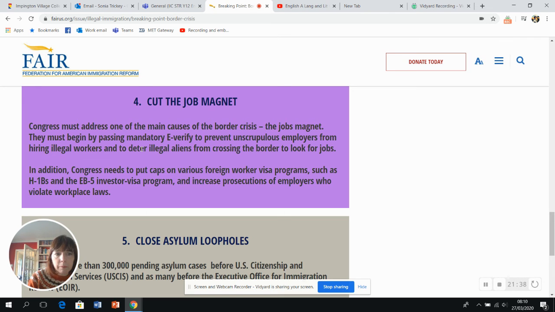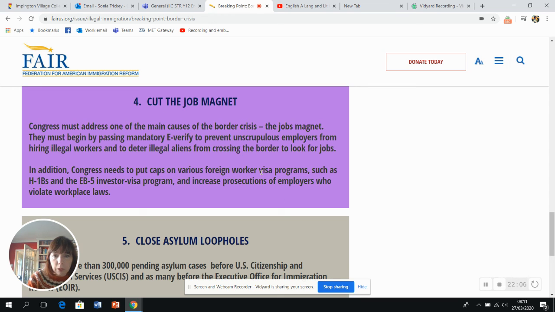Again, use of must here, "mandatory E-Verify," and again the adjective unscrupulous, which suggests this criminalization of people who in any way engage in supporting or helping to continue the issue. And again, illegal aliens, illegal workers.